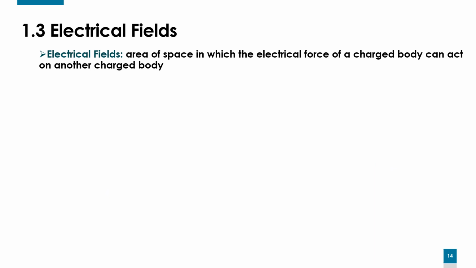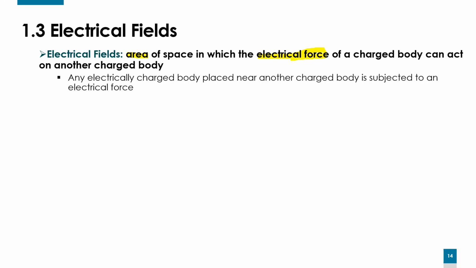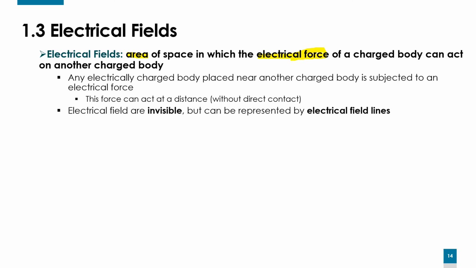Now, how do I represent an electrical field? An electrical field is an area in which an electrical force from a charged body can act on another charged body. An electrically charged body placed near another charged body is subject to an electrical force. This force can act at a distance, so the force acts even though I'm not touching it. Just across some space, it already acts.